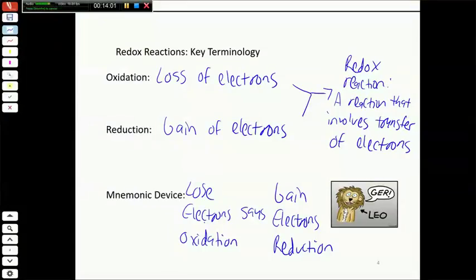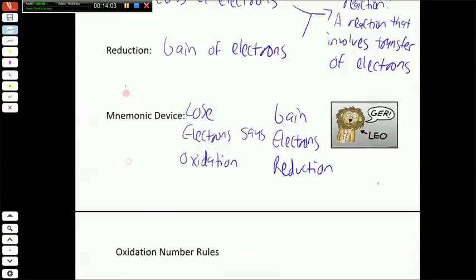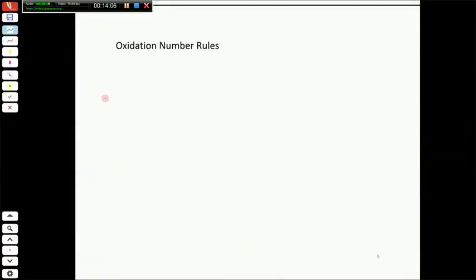The way we do that is with what's called oxidation numbers. All right, so what we first have to learn in this is how to assign oxidation numbers, and that's going to then allow us to determine if something is getting oxidized or reduced in a chemical reaction, because whenever something gets oxidized or reduced, its oxidation number changes. So we have to learn how to assign what that is.